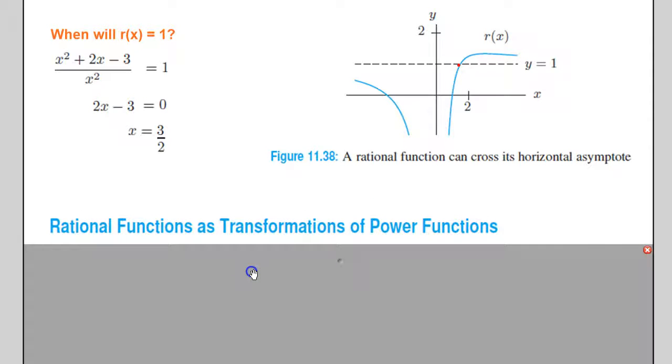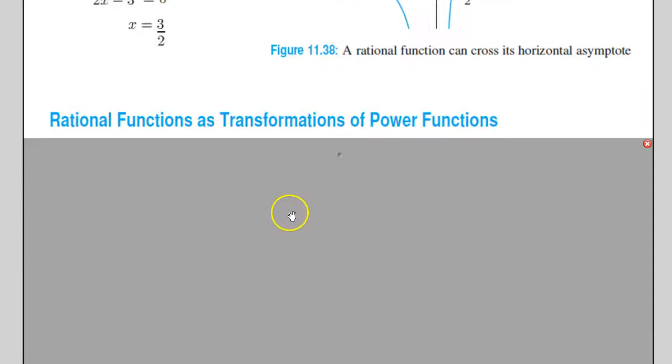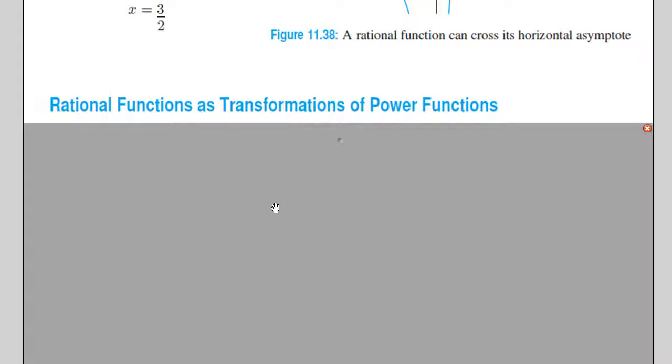Another question that may come up is, how are rational functions related to power functions? Well, some rational functions are the result of a transformation of a power function, and not just any power function, but the power functions where the powers are negative integers.